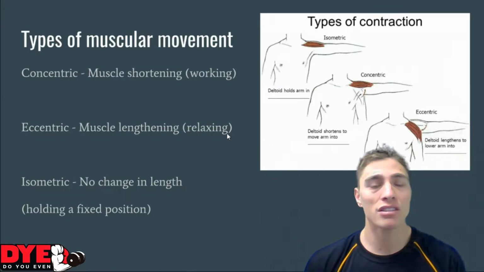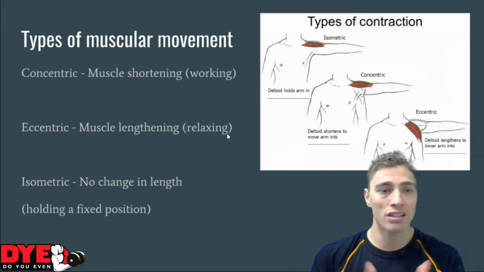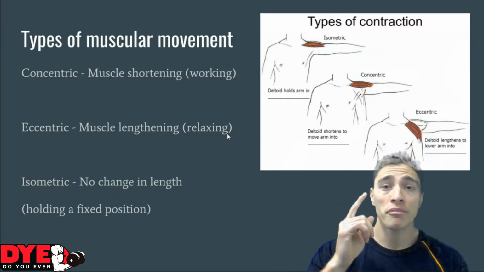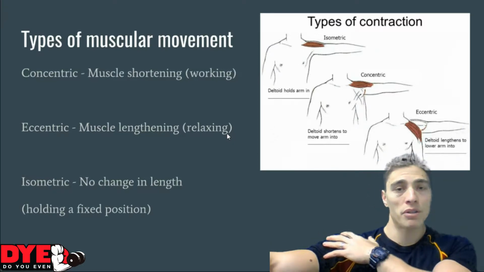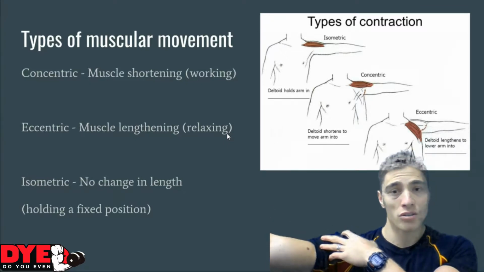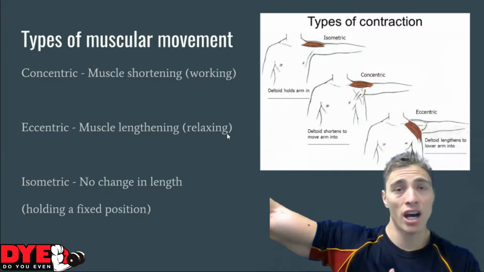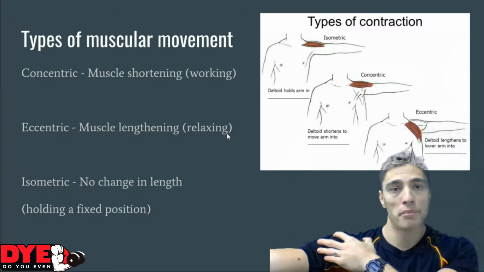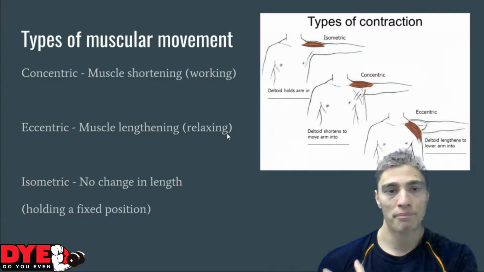And isometric, so that's when there's muscle contraction, but there is no change in length, so holding a fixed position. So looking at our example above, isometric, holding your arm out to your side, fires up your deltoid, but it is working to hold your arm in that position, but doesn't lengthen or shorten. Concentric, so when you are actually raising your arm to your side, your deltoid is shortening to pull your arm up. And then the eccentric, relaxing, lengthening to lower the arm.